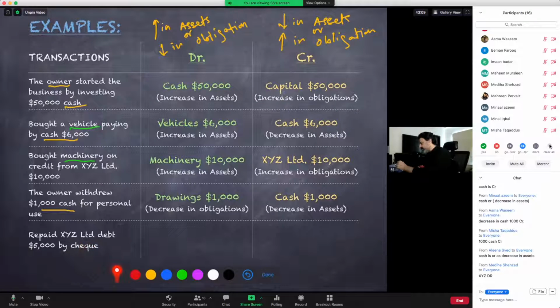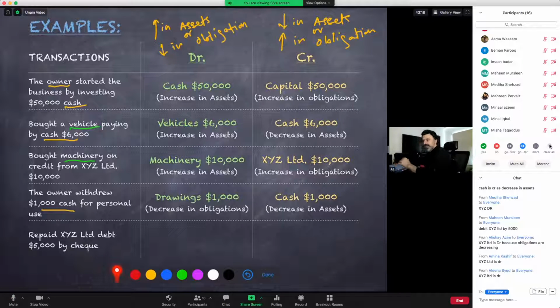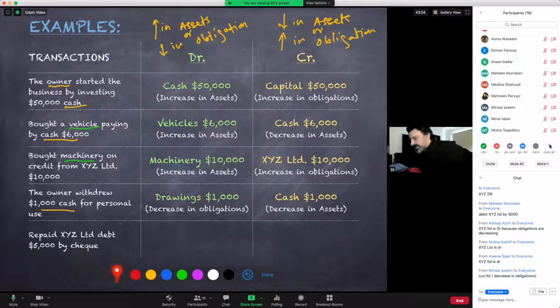In this case, we know, again, we'll refer to what debit means. Debit could either mean an increase in the asset or it could mean a decrease in the obligation. So which of the two scenarios is more relevant to this transaction here? This is how your thought process should go. And now let's see your answers in the chat box.